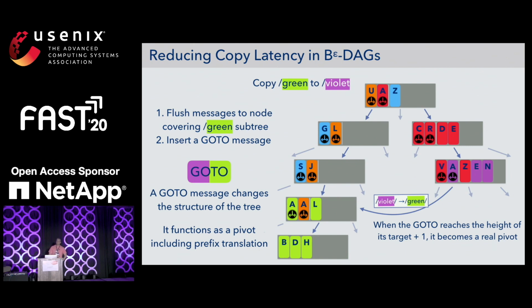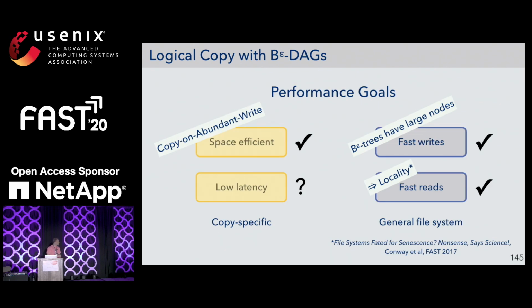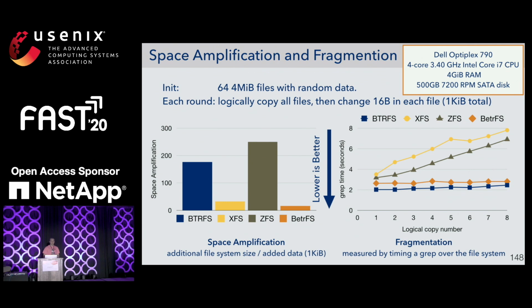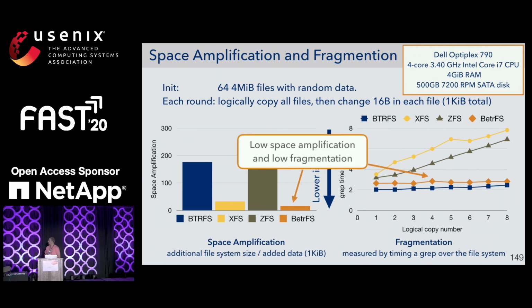OK. So if we look at our performance goals again, with go-to messages, we definitely have a low latency logical copy. So if we return to our original space amplification and fragmentation micro benchmark here, you can see where we've added betterfs with logical copy via B epsilon DAGs. Betterfs isn't subject to this space locality trade-off. It has both low space amplification and low fragmentation.